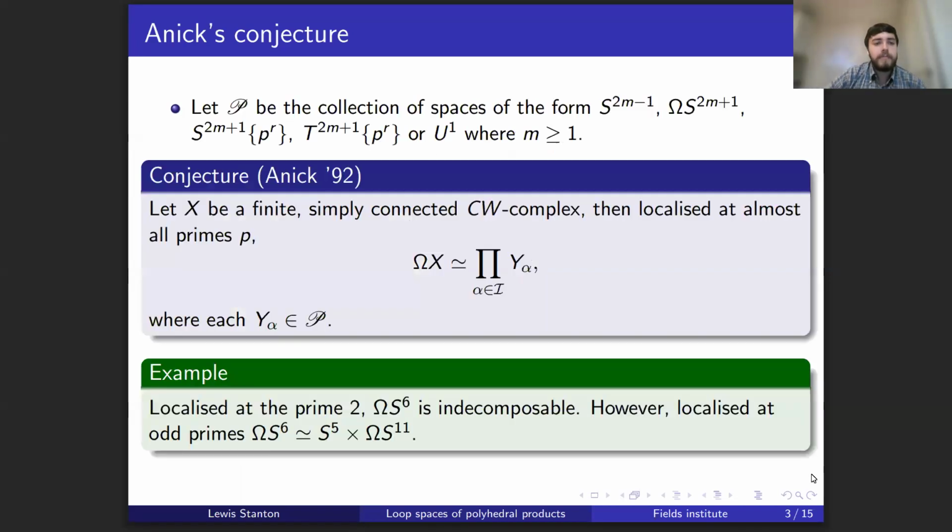So with the localized picture in mind, we'll let P be the collection of spaces which are odd dimensional spheres, loops on odd dimensional simply connected spheres, and these Cohen, Moore, and Neisendorfer spaces that I mentioned a second ago. And the conjecture of Anick is that if you have a finite simply connected CW complex, then if you localize at almost all primes, meaning all but finitely many, then the conjecture is that the loop space of X decomposes up to homotopy as a product of spaces Y alphas, where each of these Y alphas are in this collection P.